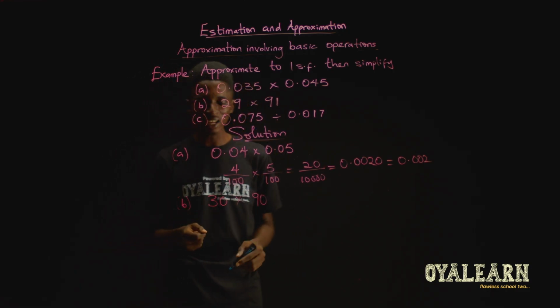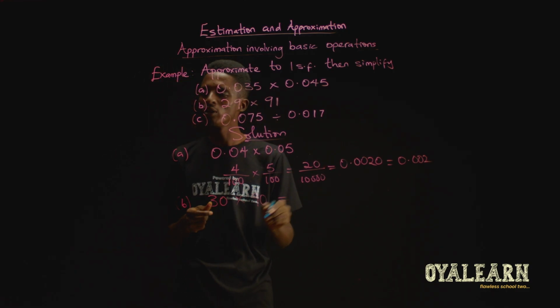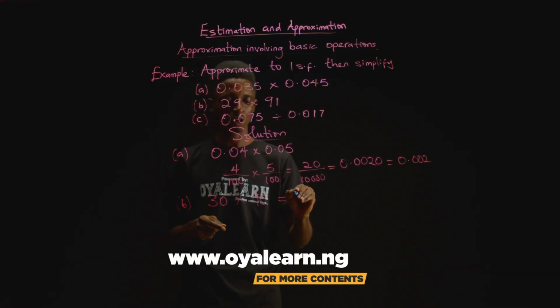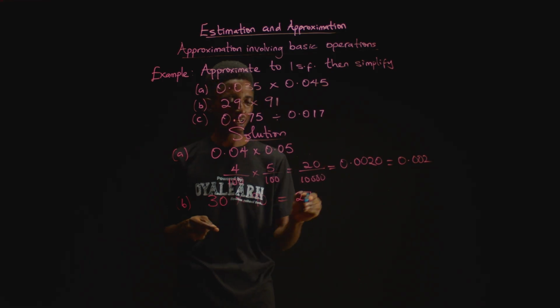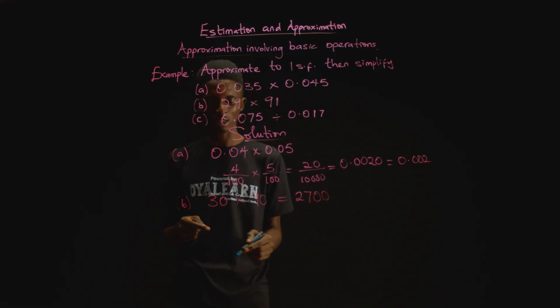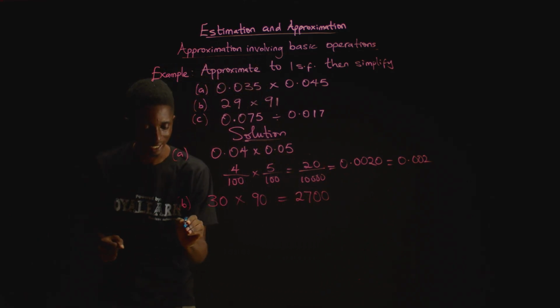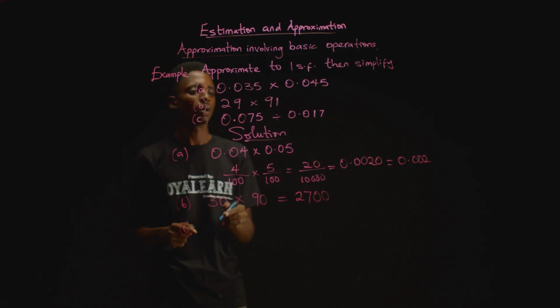To multiply 30 and 90, all you need to do is just multiply 3 and 9. 3 multiplied by 9 gives us 27. Now the zeros come behind, so we have 0, 0. That is 2,700.